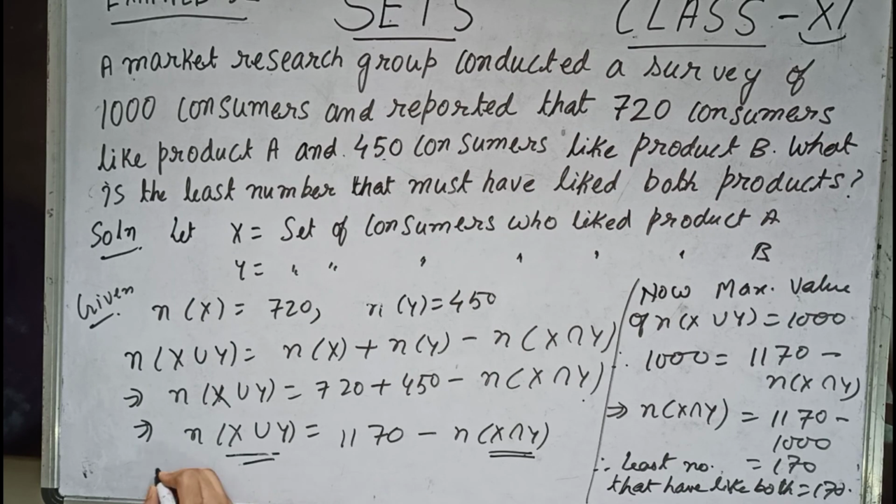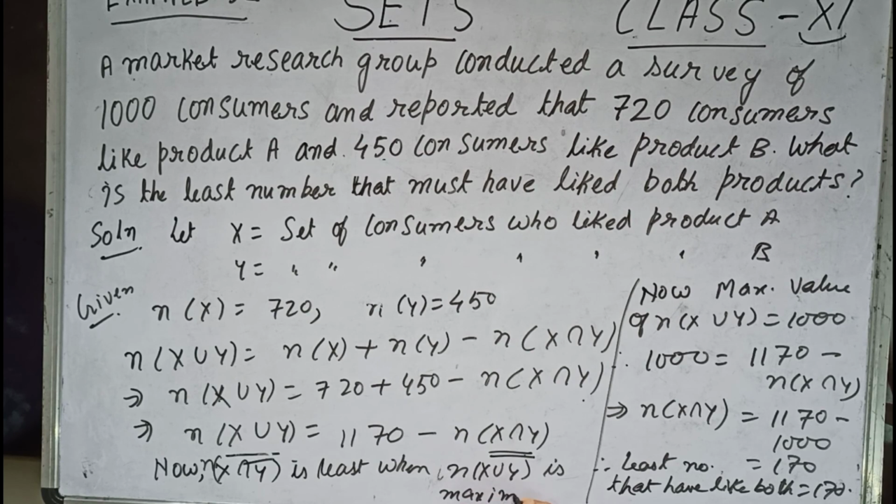Here children, you can write now n of X intersection Y is least when n of X union Y is maximum. Then we can proceed as such. So let us move to the next example children. I think it is understood. Let us move to the next example.